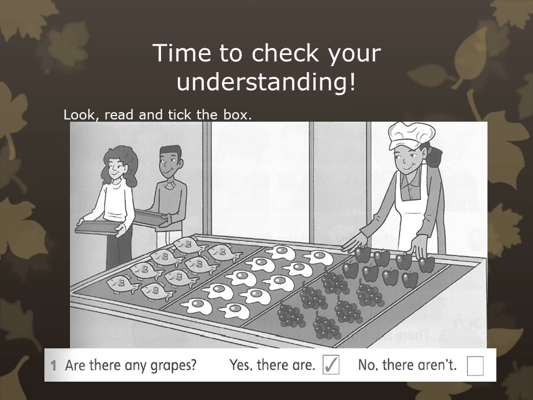Okay, so now we are at the end of our lesson 4, and in this exercise you have to look at the picture closely and then answer 5 questions that are underneath this video. The first one is already done for you. The question is are there any grapes? As you can see that there are grapes in the picture, so the person ticked yes, there are. Okay, so it's very simple.